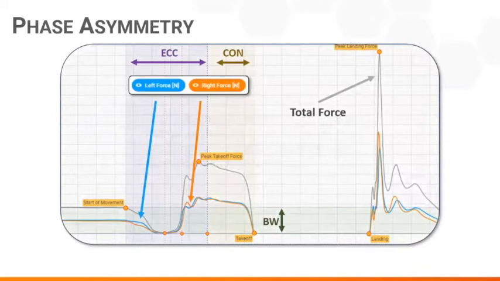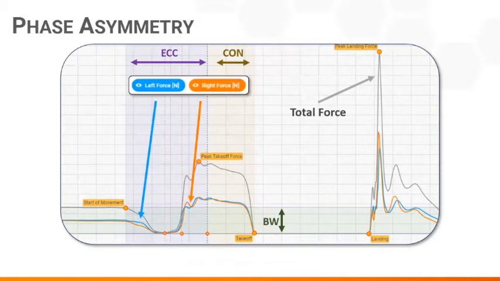Now, in this screenshot from the ForceDex software, the eccentric phase is in purple, the concentric phase a nice beige color, and then later on the landing occurs. Left force is in blue, right force is in orange, and if you add the two together, you'll get total force, which is in gray. Body weight is denoted by the green area that runs left to right.